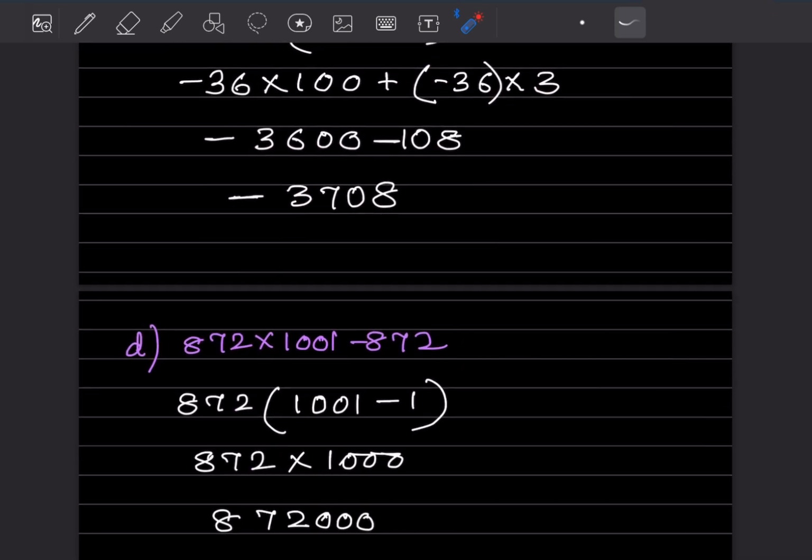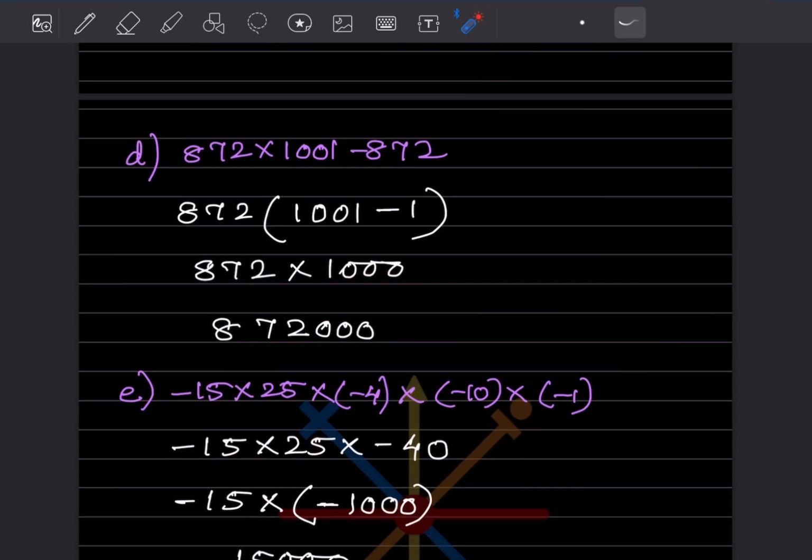Now look at this one. This is one group, this is the other one. This is multiplication and this is subtraction. From this one we can see 872 is common from both of them. So now what remains in this first group is 1001 minus, here is nothing means that is 1. So 872 into 1, that is going to be 872. So now this will be as it is. So this will be 1000. So this 872 as it is with 3 zeros. So this is the answer.